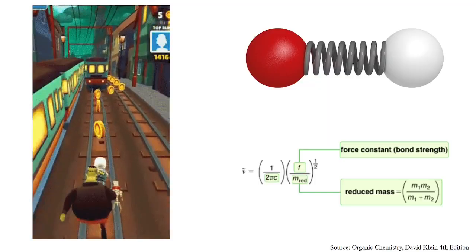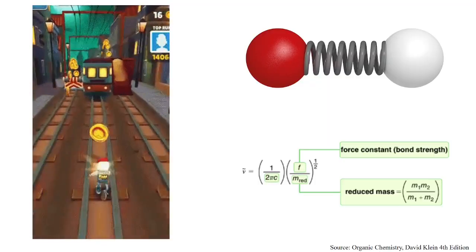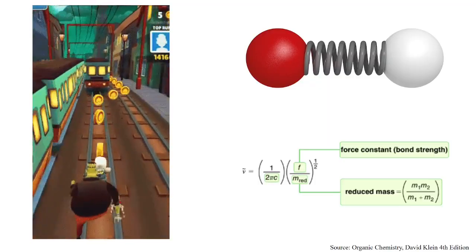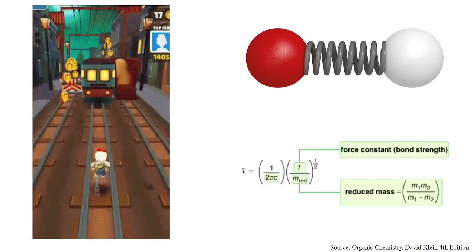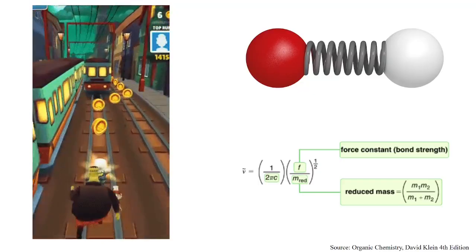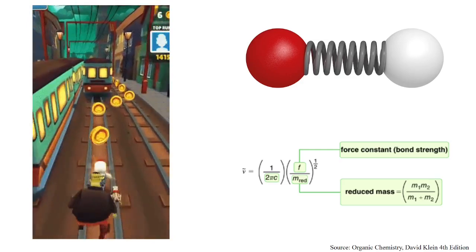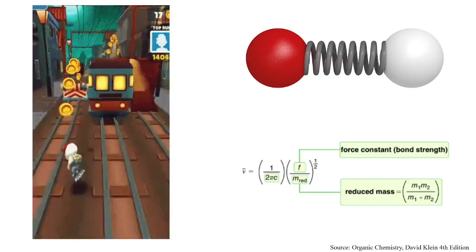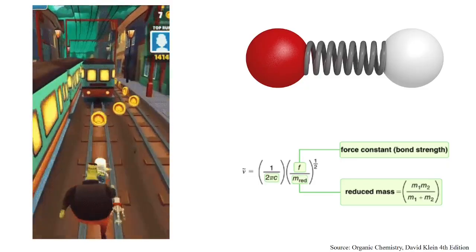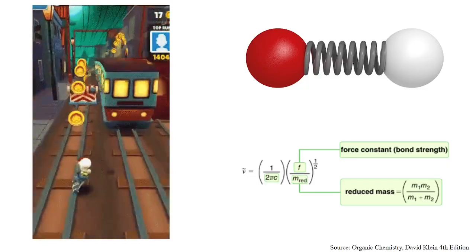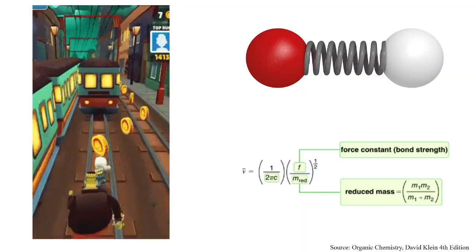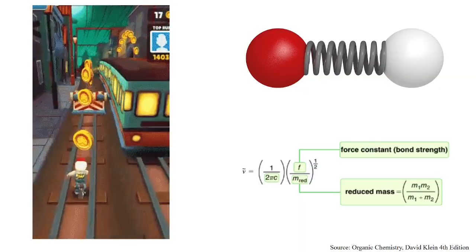This allows us to construct an equation derived from a physics concept called Hooke's law, which can help approximate the frequency of a bond between two atoms. In the equation, you can see that we have the variable f that represents the force constant, also known as the bond strength. In the denominator of that same fraction, you have m rep, which represents the reduced mass of the system.